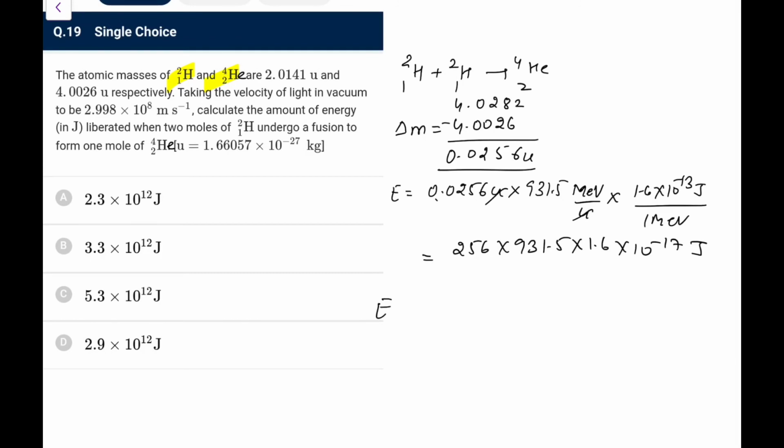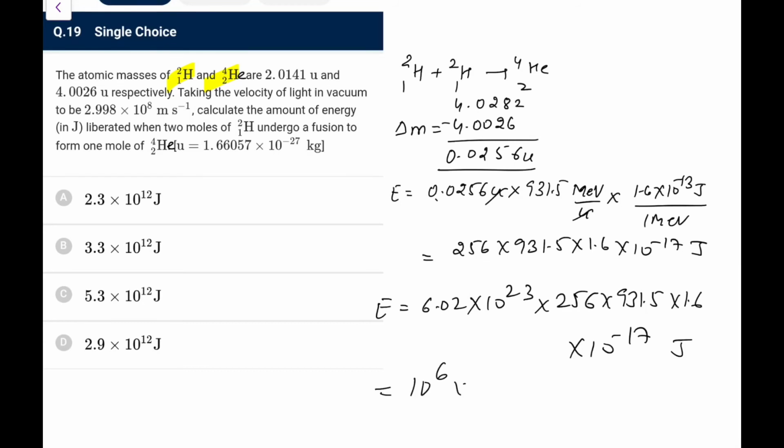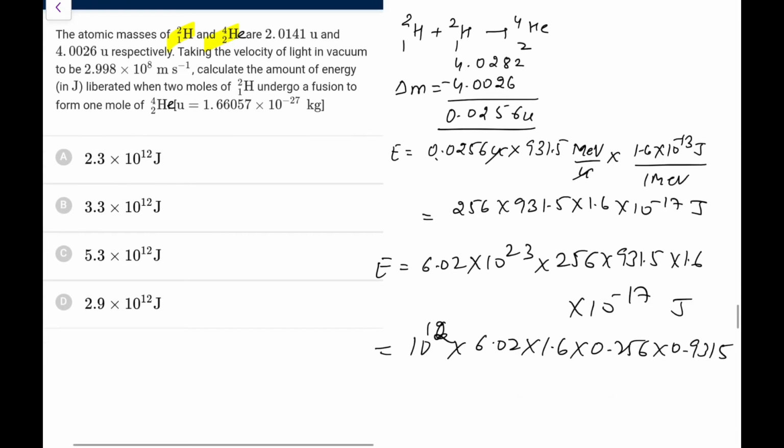For 1 mole, the energy would be 6.02 into 10 to the power 23 into 256 into 931.5 into 1.6 into 10 to the power minus 17. That is what you will get. So the 23 and 17 give 10 to the power 6. And 6.02 into 1.6, I can write as 0.256 and 0.9315, and this becomes 10 to the power 12, that's 6 and 6. So we get this power.